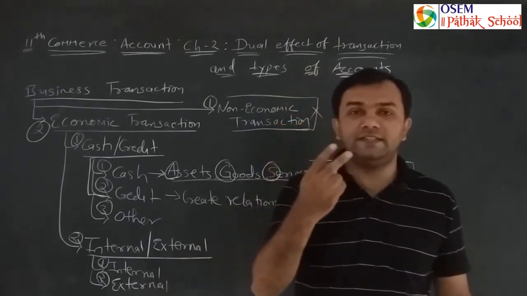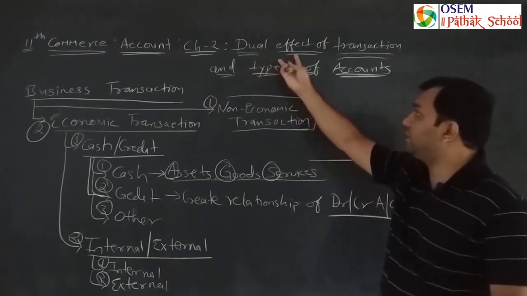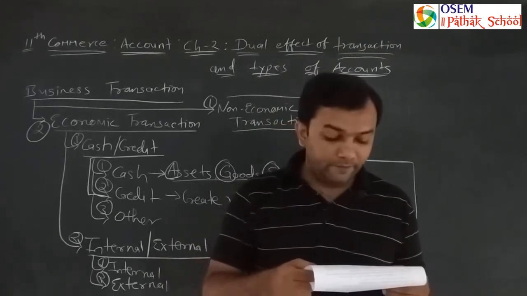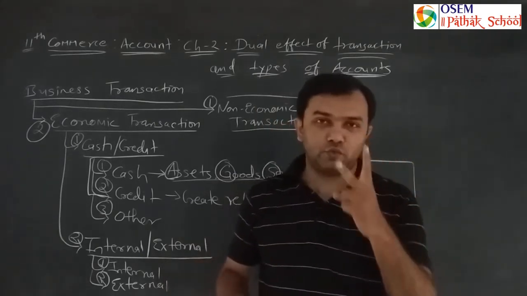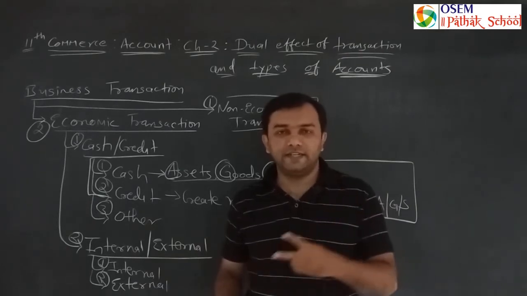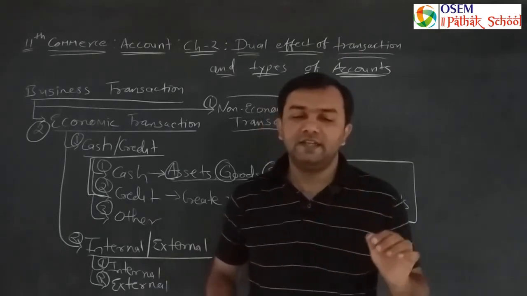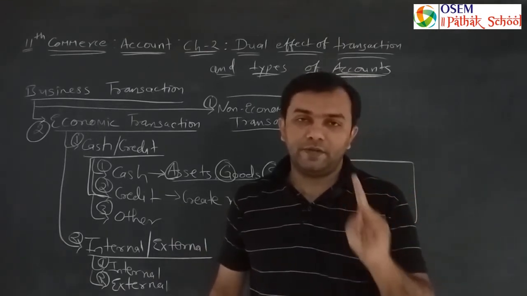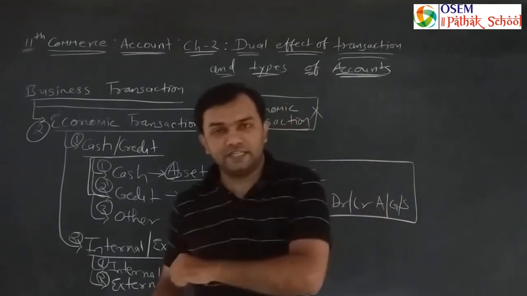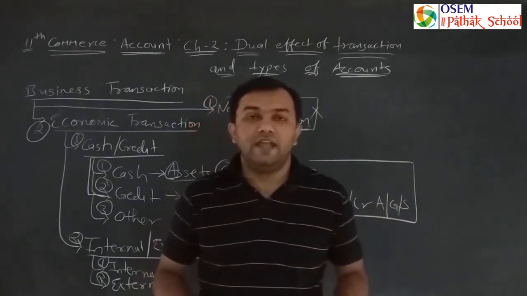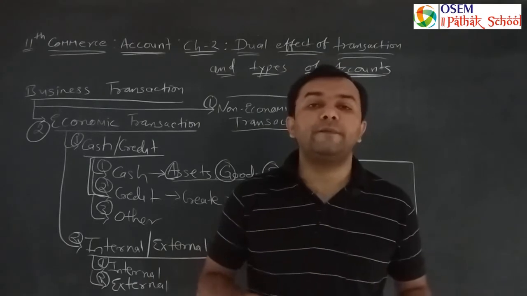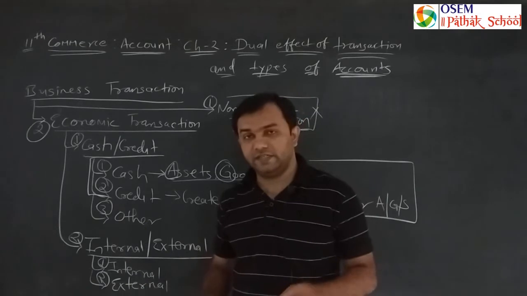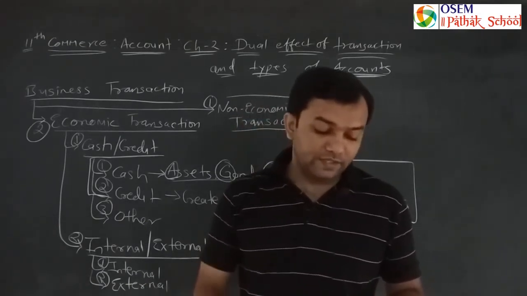Two effects are given. As you can see, our heading of the chapter is dual effect. So there are two effects in this particular transaction: cash paid and asset purchased. Furniture is an asset, as we have discussed in the topic on assets, and you can revise that lecture. As furniture is an asset, the asset comes into the business, and for purchasing that furniture you need to pay cash. Cash is also a current asset, as we have discussed in previous lectures. So there are two effects.